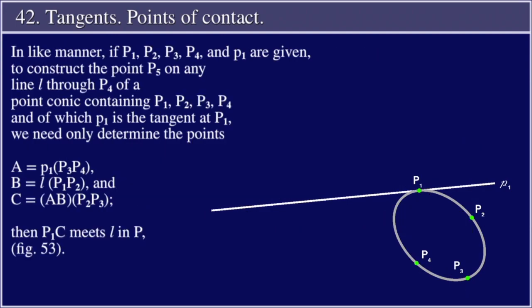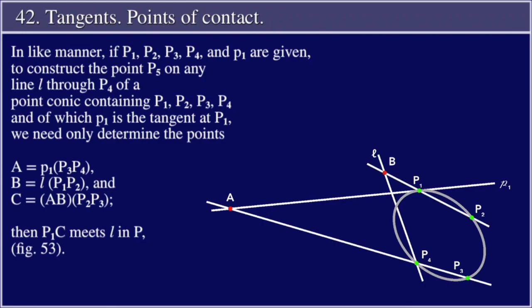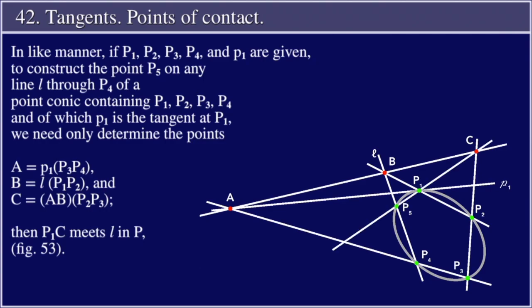In like manner, if P1, P2, P3, P4, and P1 are given, to construct the point P5 on any line L through P4 of a point conic containing P1, P2, P3, P4, and of which P1 is the tangent at P1, we need only determine the points A equal to P1, P3, P4, B equal to L, P1, P2, and C equal AB P2 P3.